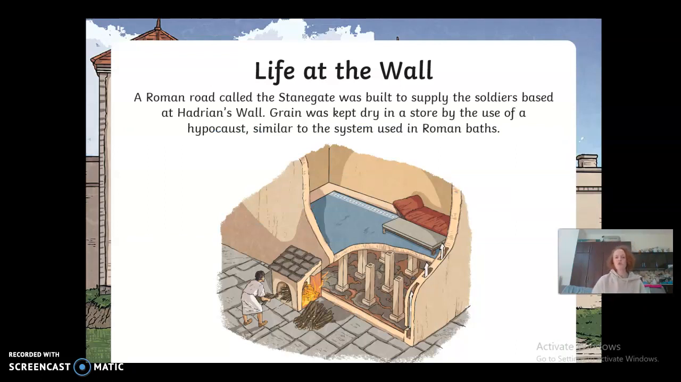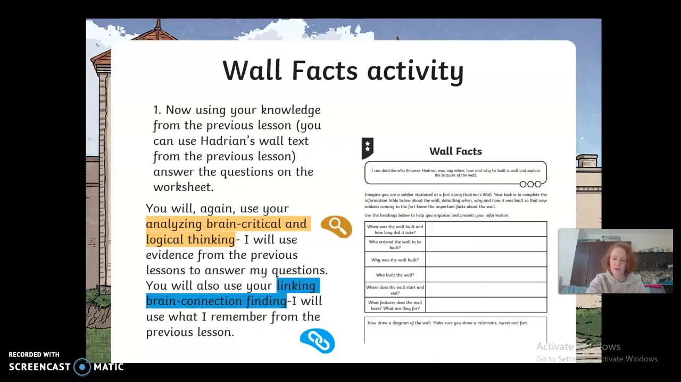A Roman road called Steingate, if you remember, was a special Roman road built to supply the soldiers that were staged at Hadrian's Wall. Grain was kept dry in a store by the use of a hypocaust, similar to the system used in Roman baths. It was a system for heating the floors. Obviously in the north it was very cold, so the soldiers needed to stay warm at the same time. All right, so this is your activity for today.